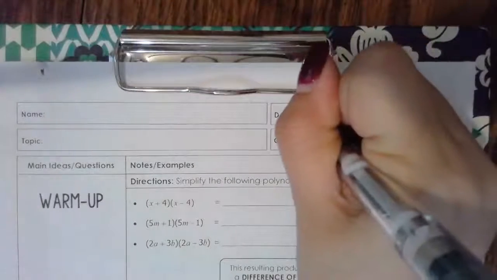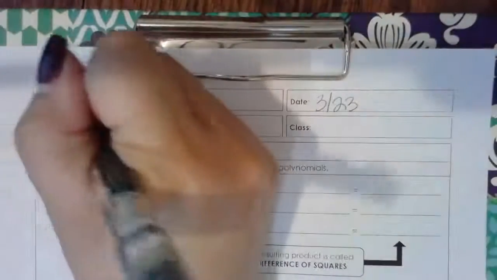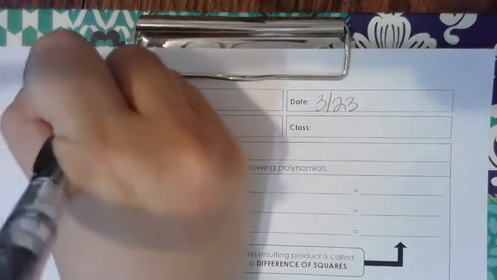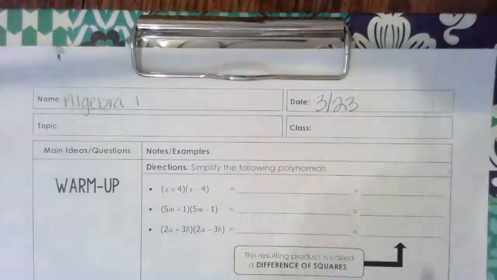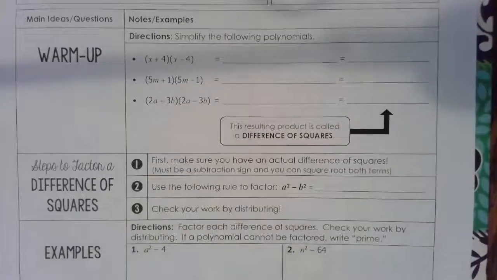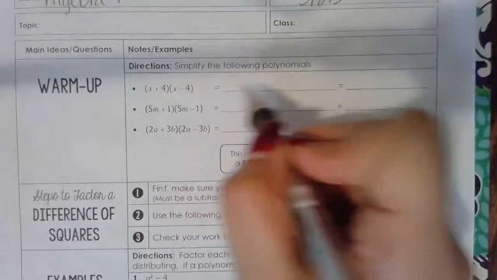Alright, we are on March 23rd. And the name for this is going to be Algebra 1. We're going to talk about taking the square roots of differences of squares. So, one thing we need to go over again is the factoring.